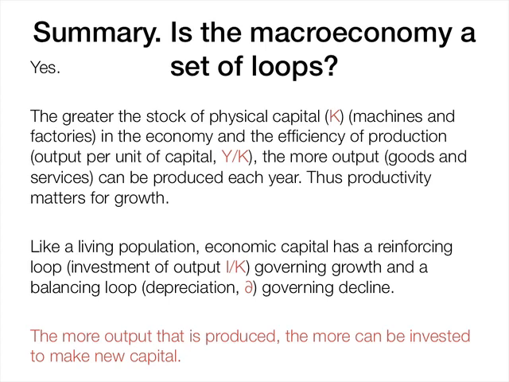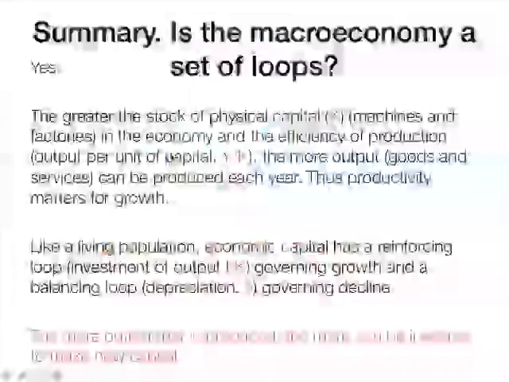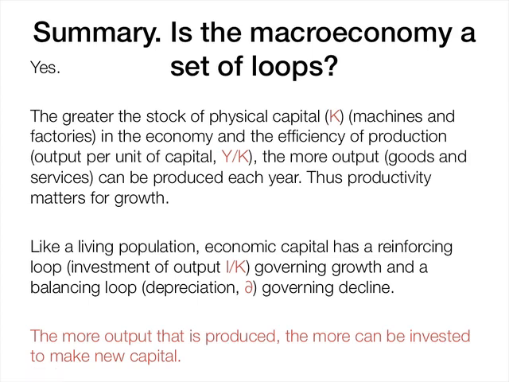Go back to our example about the pizzas, which I actually used in an article this week, and it got me into a little bit of trouble again. Open mouth, insert foot. Anyway, go back to the pizza thing. Productivity is your man producing more pizzas per hour. More pizzas per hour. So the more output that can be produced in each year, productivity matters for growth.